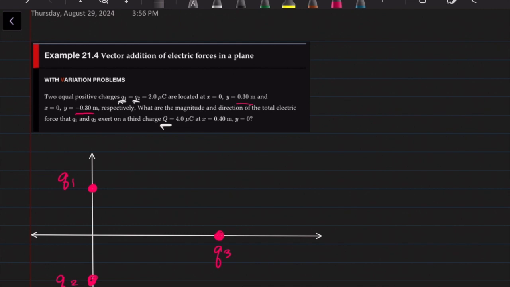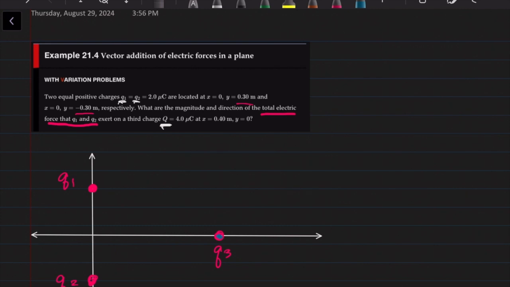Okay? So we have our positive charges. They're all positive. And what we want to know is the total electric force that Q1 and Q2 exert on Q3. On Q3. Meaning our free body diagram is going to be on Q3. So let's go ahead and sketch out these vectors. Because we already know kind of what direction they should be based on the fact that opposite charges attract and like charges repel, okay?